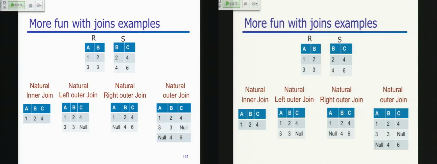Since 3, 3 is not showing up, you're going to get 3, 3, and that's going to be paired with null. If you do right outer join, then the second tuple 4, 6 is not joined with anything on the R relation, so it's going to be paired with null. And if you do the full outer join, that means you get everything from the left-hand side showing up, that means 3, 3 and null, and you also get everything from the right-hand side, which means null, 4 and 6.